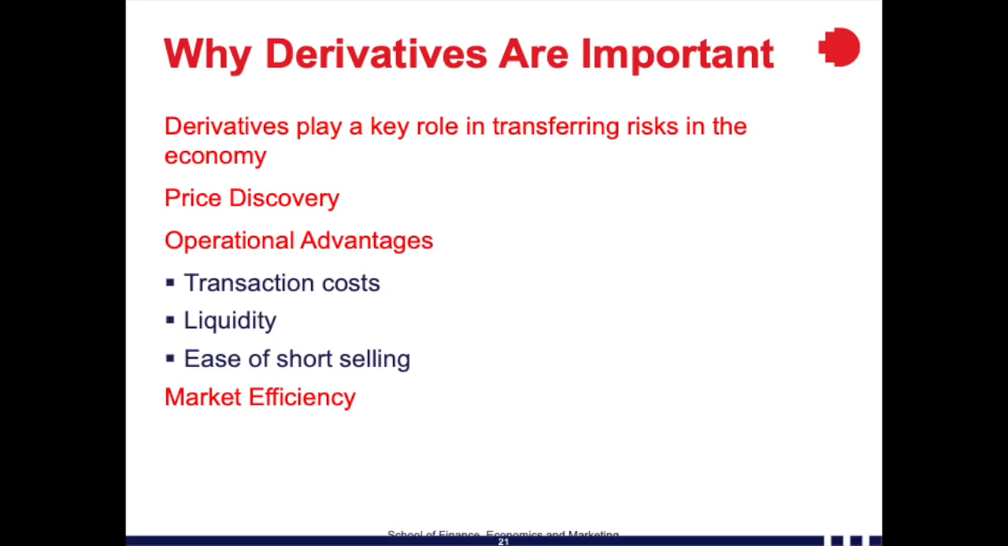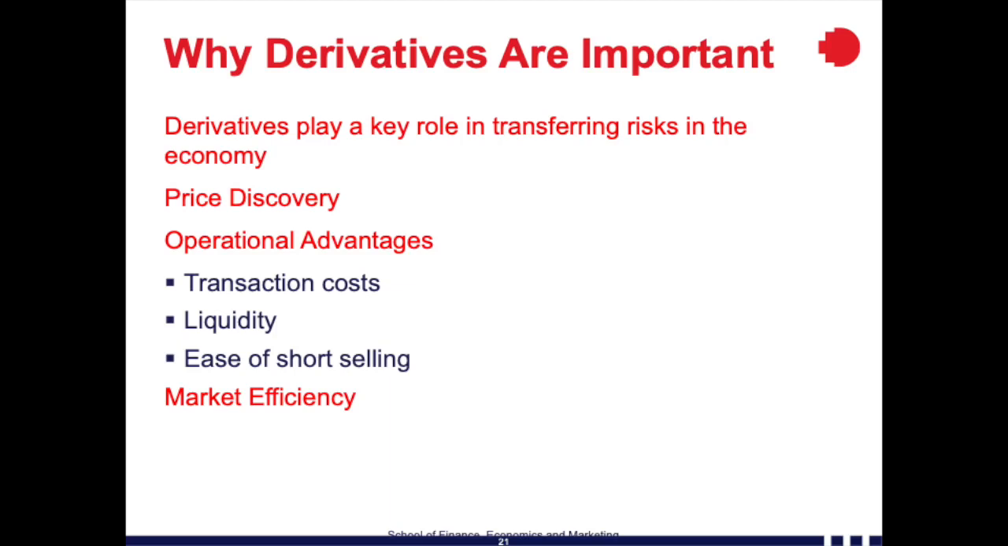Next one, we talk about the operational advantages. When we talk about the operational advantages, we talk about three aspects: transaction cost, liquidity, and ease of short selling. Okay, so we will compare with the spot market. We compare with the stock market. All right, so derivatives offer lower transaction cost because they provide risk allocation and more participants will engage in the trade. Therefore, the transaction cost will be lower compared to the stock market, right?